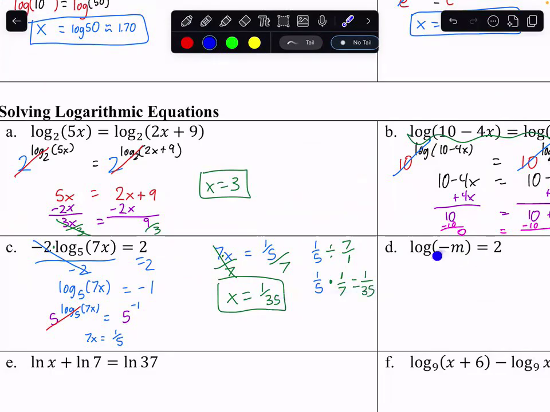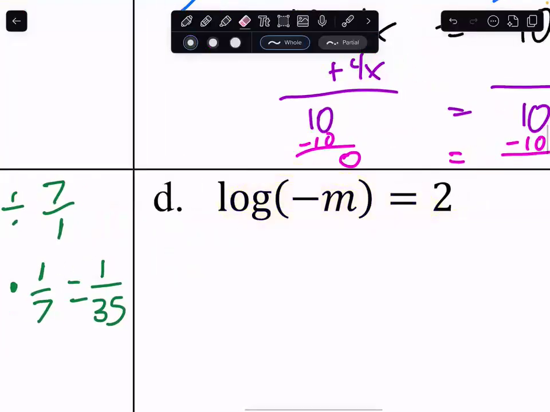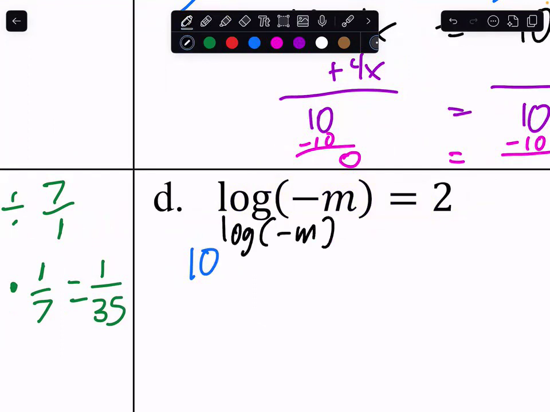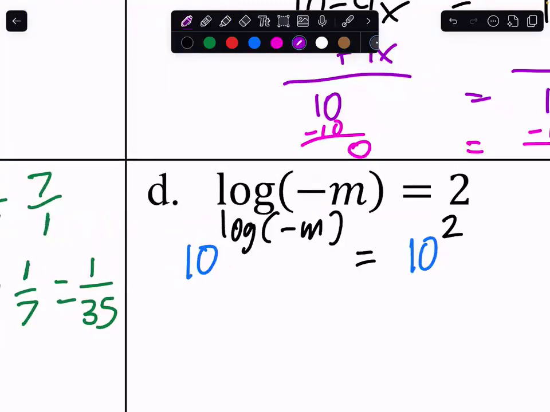Go ahead and try letter D, please. We have common log of -m. Again, common log is log invisible 10. So to undo a common log, you would do 10 to the power of both sides. 10 to the power of log cancels out, leaving the -m behind.